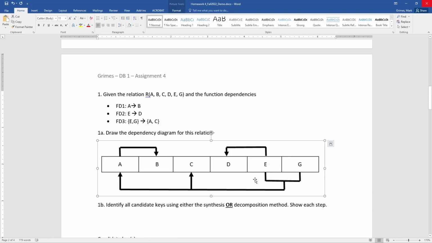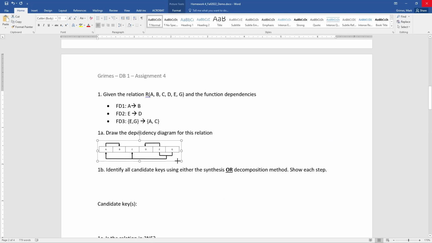And wow, that's way too big. So I'm going to shrink this down a bit. A size like that is kind of appropriate. And so that is 1A.